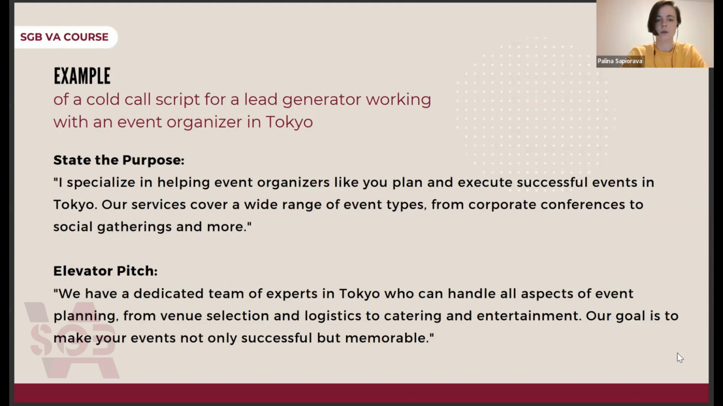State the purpose. So you specialize in helping event organizers to plan and execute successful events in Tokyo. Mention that, for example, our services cover a wide range of event types from corporate conferences to social gatherings and more. So that's a value you can provide to the company of the person you are calling. Of course, then comes your elevator pitch. We have a dedicated team of experts in Tokyo who can handle all aspects of event planning, from venue selection and logistics to catering and entertainment. So that's why the person might become interested in your proposal.